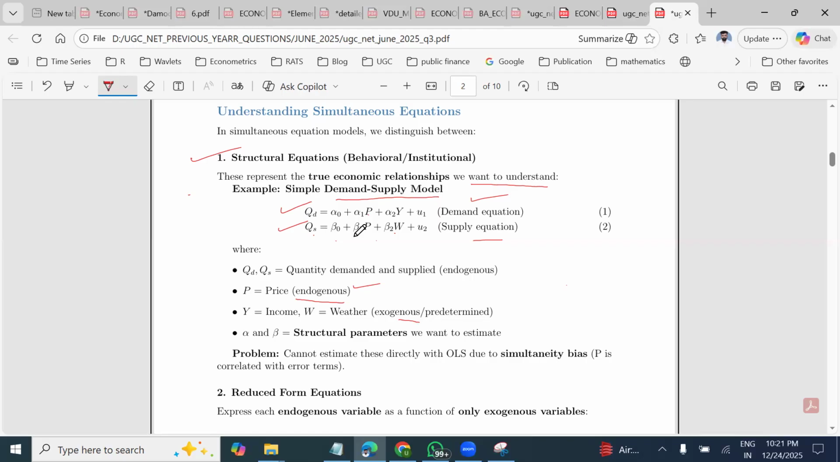The best book is, if you go to Gujarati or Basic Econometrics by Koutsoyiannis, there you can read more about this. Okay. Yes, Madhusudha?